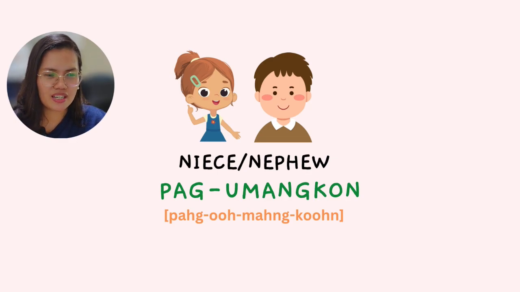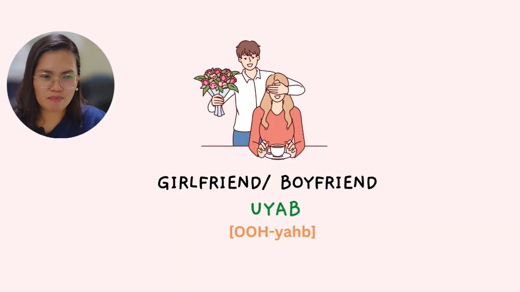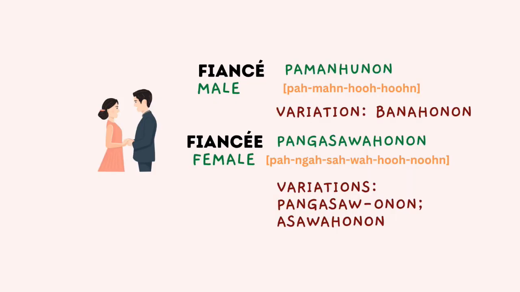Next word, girlfriend or boyfriend. We call it uyab. Fiancé, male, pamanhonon. Variation, banahonon. Bana, mga higala, is husband. So when you say banahonon, it's someone you are going to marry. So this is the male. Fiancé. The next one is fiancé, female.